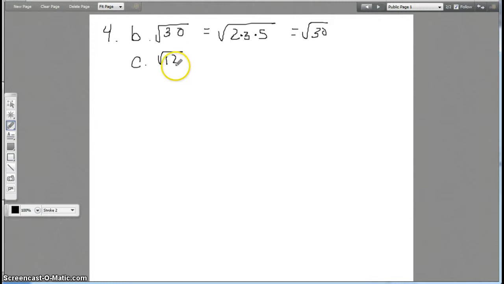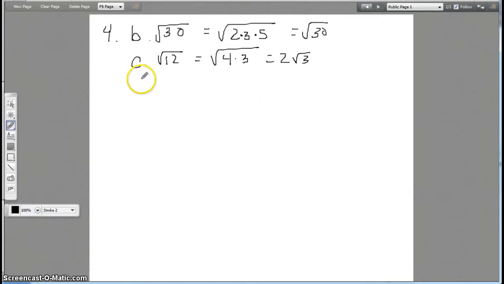Well, looking at 12, is that a square number? No. But does it have a square factor? It does have a square factor. That's 4. So we can rewrite the square root of 12 as the square root of 4 times 3. So now we want to pull out this 4. The square root of 4 is 2. And then there's still a 3 left behind in the square root. So for part C, the square root of 12 is 2 square root 3.